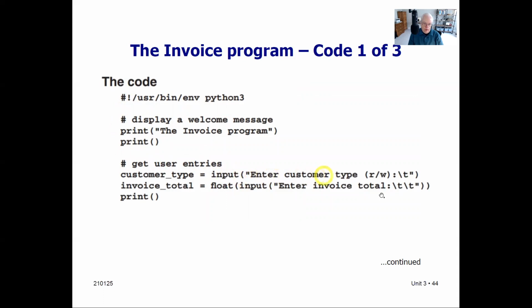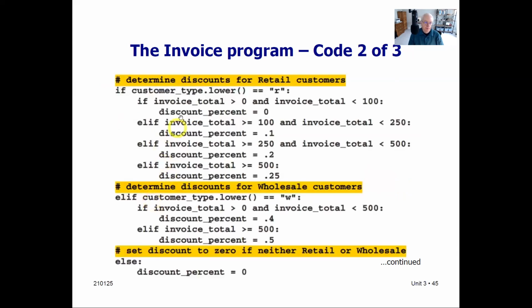Notice here, we're just going to accept whatever they enter, either an R or a W. Got some tabs there to line it up. And the invoice total is going to be a float. So we embedded the input function inside the float here to get that value. And then we want a blank line. So that just gave us our 2 prompts and a blank line.